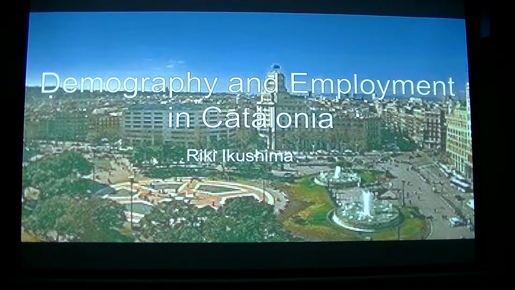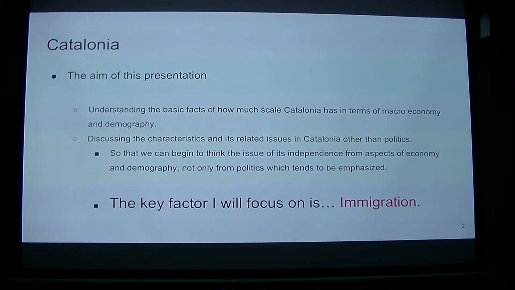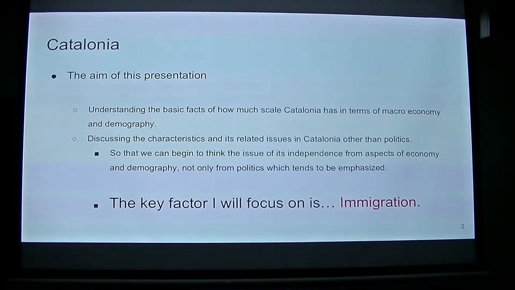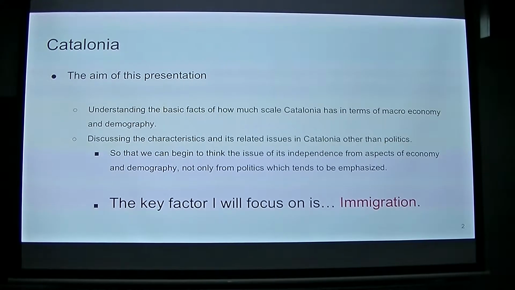Okay. Hello, I'm Riki. So today's topic is demography and employment in Catalonia. The aim of this presentation is understanding the basic facts of how much scale Catalonia has in terms of macroeconomy and demography, and discussing the characteristics and its related issues in Catalonia other than politics.